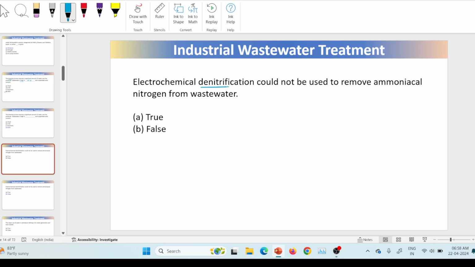Electrochemical denitrification could not be used to remove ammoniacal nitrogen from wastewater. Actually, electrochemical nitrification plus denitrification can remove ammoniacal nitrogen, can remove ammonia. But here, the answer is false.